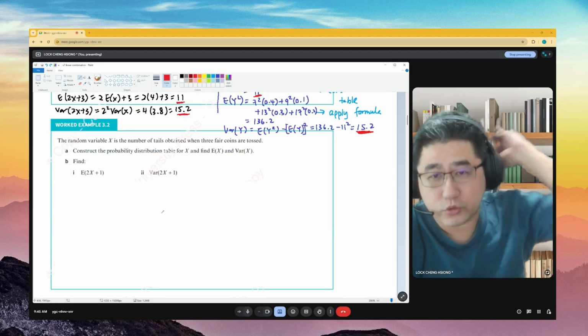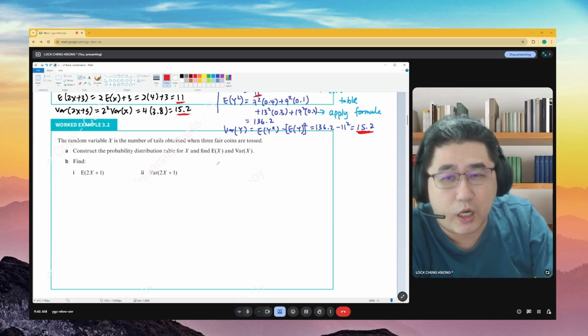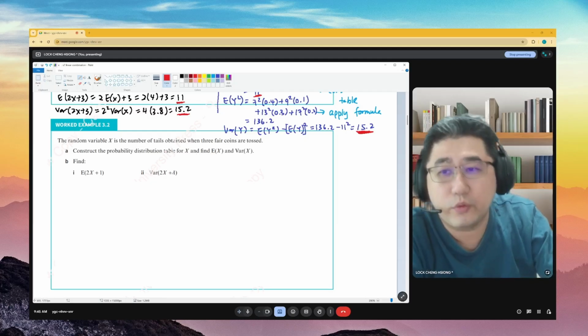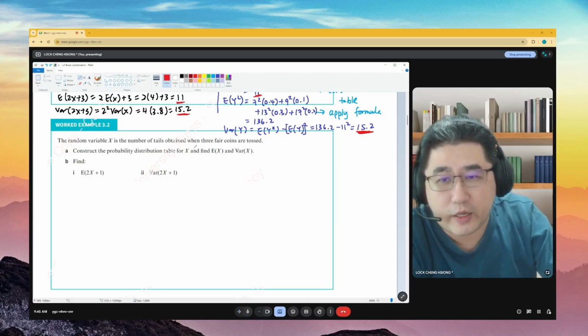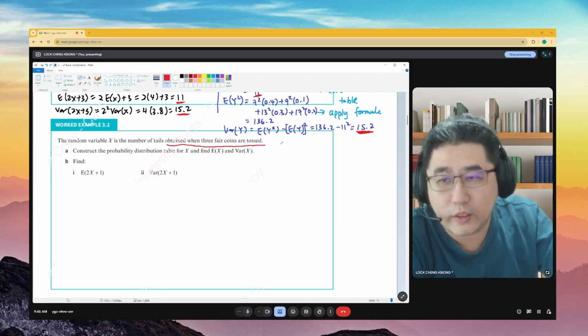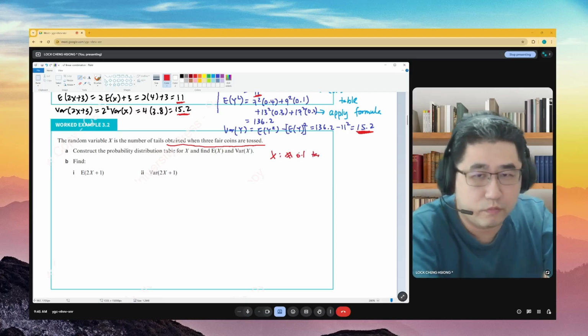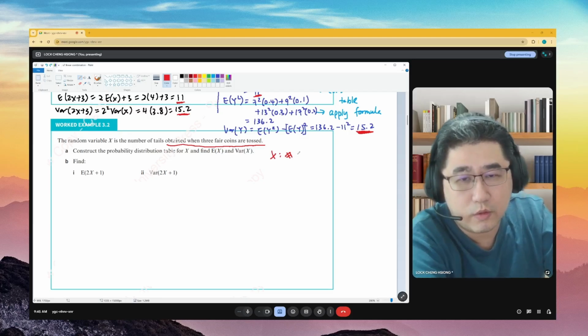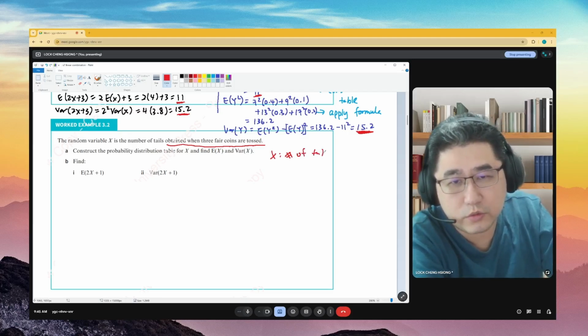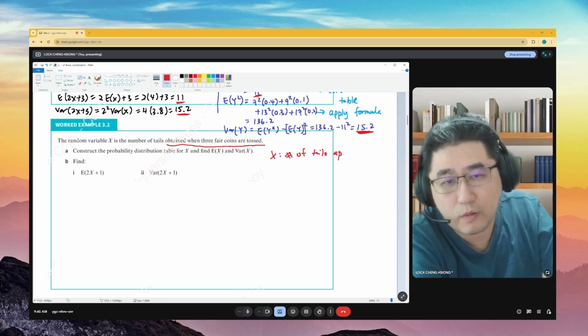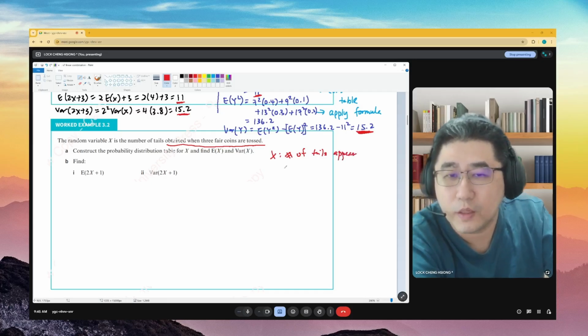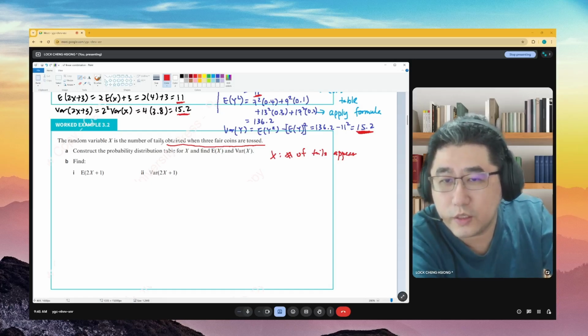Second example, as you can see, obviously there is no table given, but they expect you to recognize what the distribution is. The random variable X is the number of tails obtained when 3 fair coins are tossed. So X is the number of tails that appear. Okay, so this is fair.